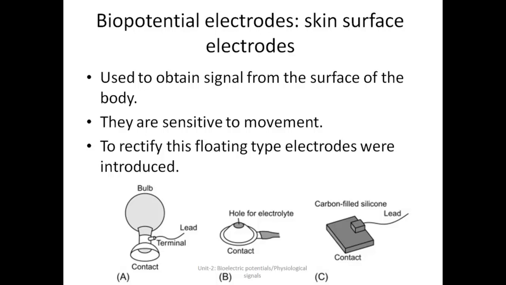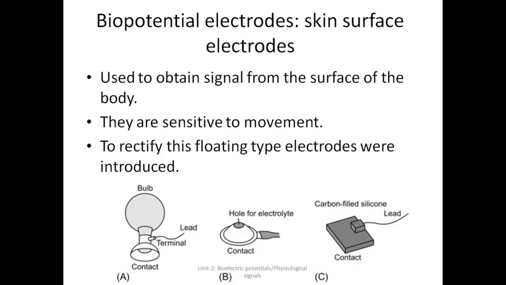Now, the earlier models of these skin surface electrodes suffered from many limitations. Most importantly, they were all very sensitive to movement. Even the slightest movement caused changes in the electrode potential and the impedance. In many cases, the potential changes were so severe that they completely blocked the bioelectric potential that the electrode was actually trying to measure.